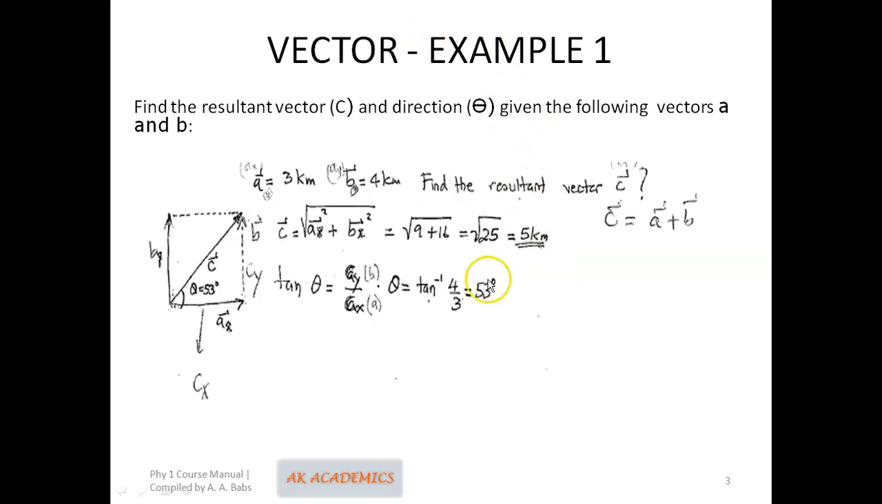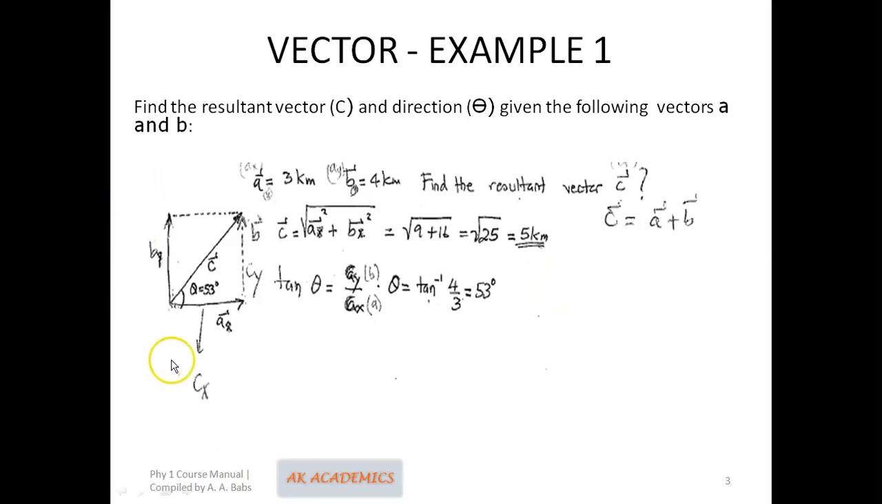The direction is given as theta, and tan theta is usually given as the vertical component of the vector divided by the horizontal component. So you can say tan theta is equal to B over A. Then theta is equal to tan inverse of B over A. In this case, B is 4, A is 3, so our theta will be equal to 53 degrees if you use your 4-figure table or you use the calculator to find it out.